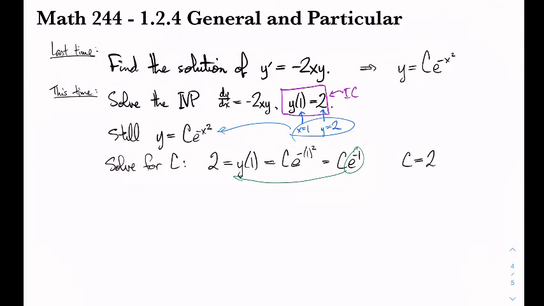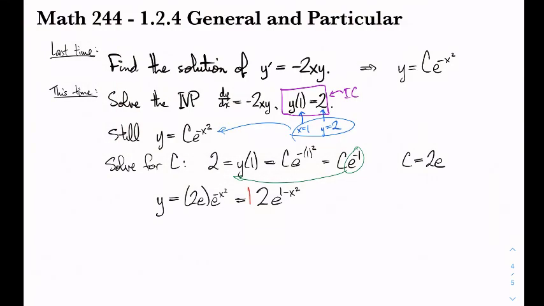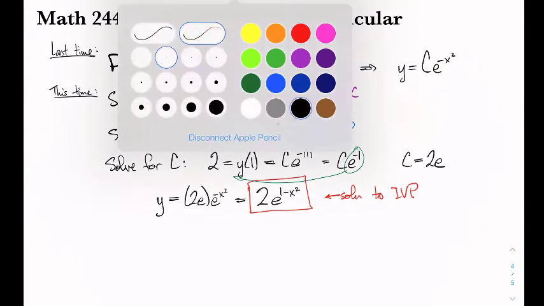So putting that back into our equation, we have y equals c e to the minus x squared, or if you like, e to the 1 minus x squared. So there is our solution to the initial value problem. Okay, so let's talk a little bit about what happened right here.